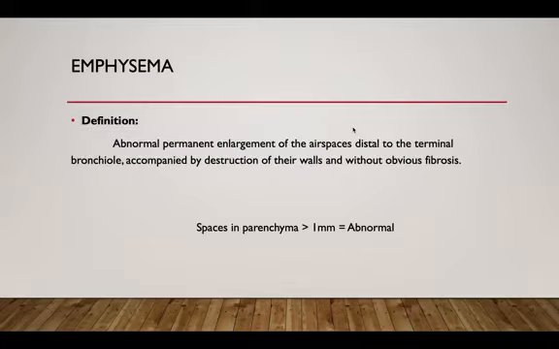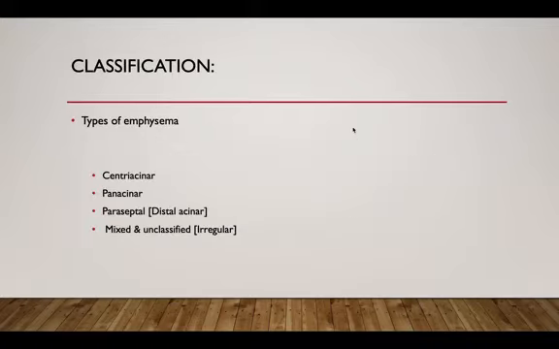Today's practical is about emphysema. What is emphysema? Emphysema is basically the abnormal permanent enlargement of the air spaces distal to the terminal bronchioles, accompanied by the destruction of their walls and without obvious fibrosis. Spaces in the air parenchyma greater than 1 mm we can call abnormal.